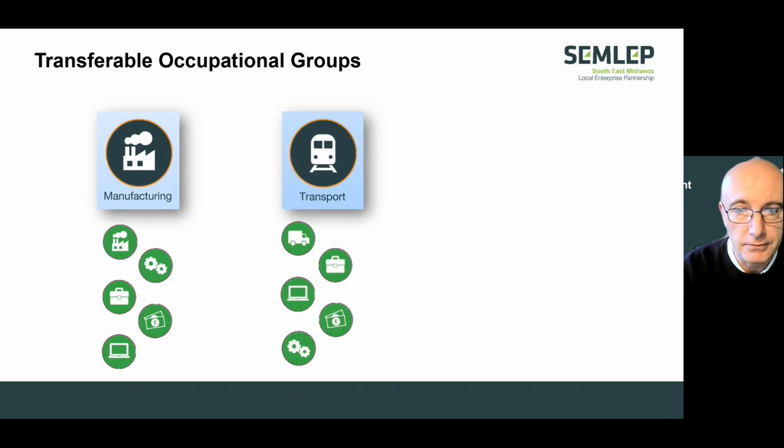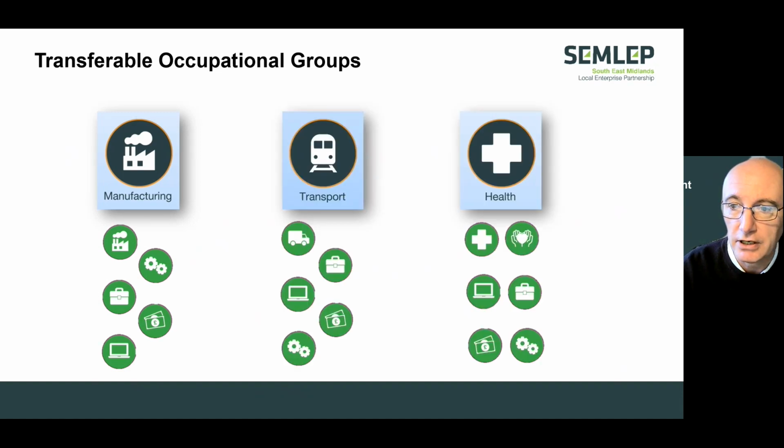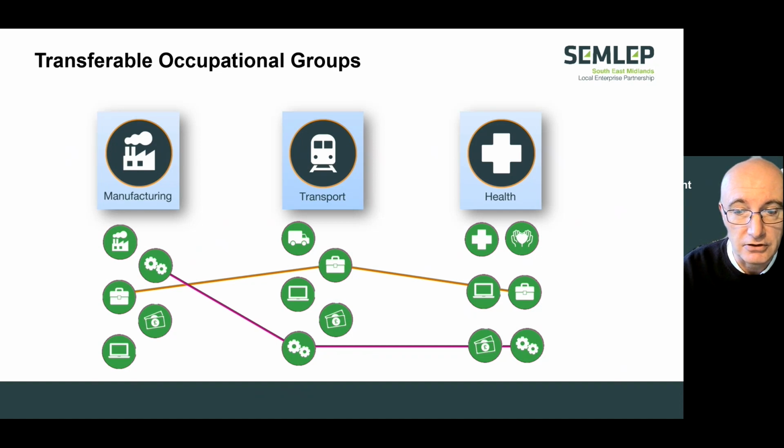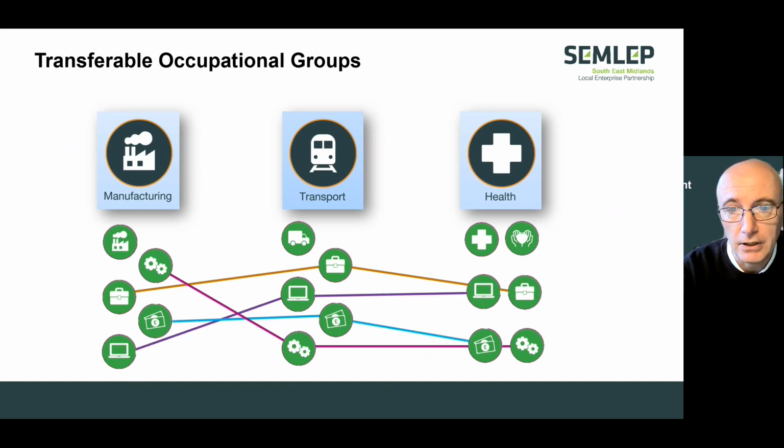So if we take manufacturing, and then we look at perhaps the transport sector and the health sector. If we look at the engineering side, there are engineering jobs in all of those. And you might think, well, health, really? But yes, there are maintenance positions within the health sector. And there's definitely an engineering need there, and it's transferable. Similar with the business administration and the finance and the digital as well. So these kinds of roles are what we call transferable.